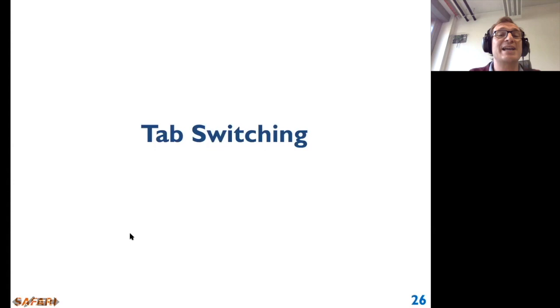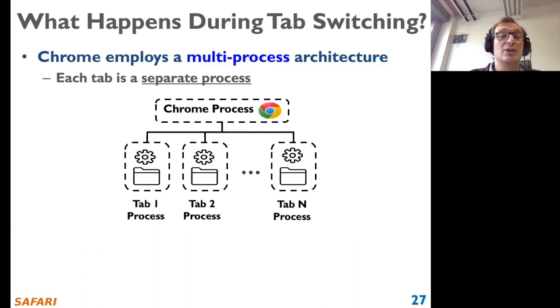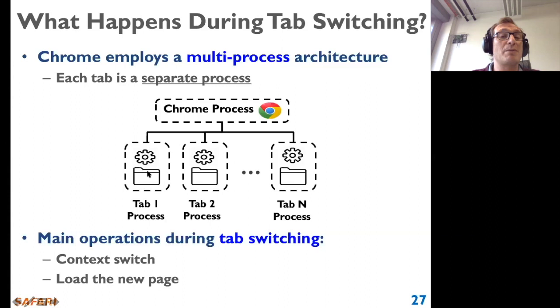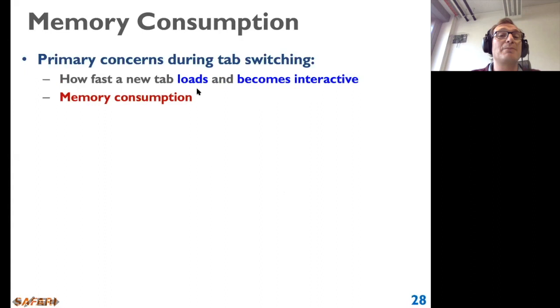Let's take a look at tab switching very quickly. Whenever you're switching between tabs, multiple things happen. Chrome in particular employs a multi-process architecture, so each tab is a separate process in the operating system. There are two main operations, basically. You need to context switch from one process to another process, and then you need to load the new page that you're switching into. So there is memory consumption associated with it. How fast a new tab loads and becomes interactive is important. Both of these become important, and memory consumption is also an issue.